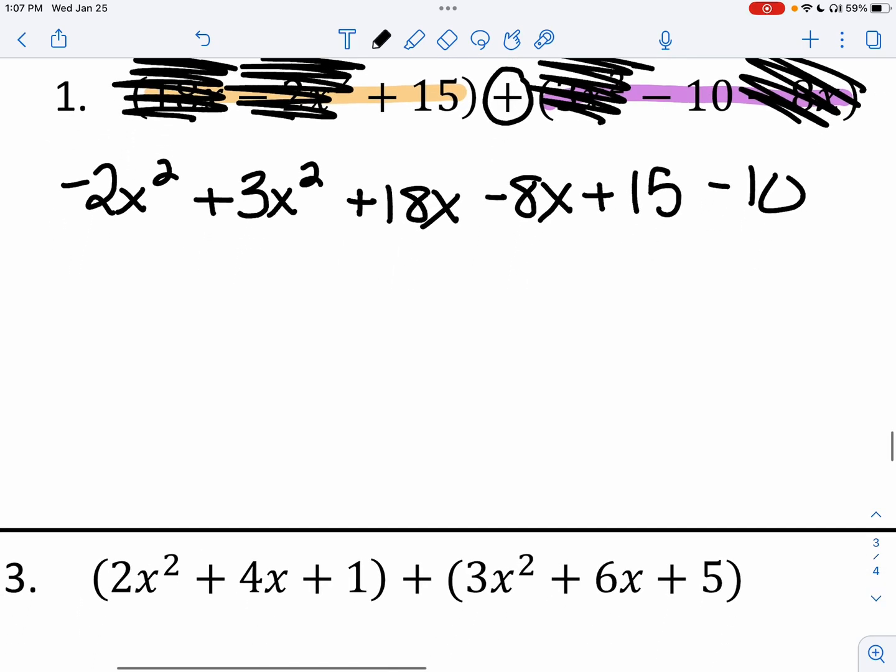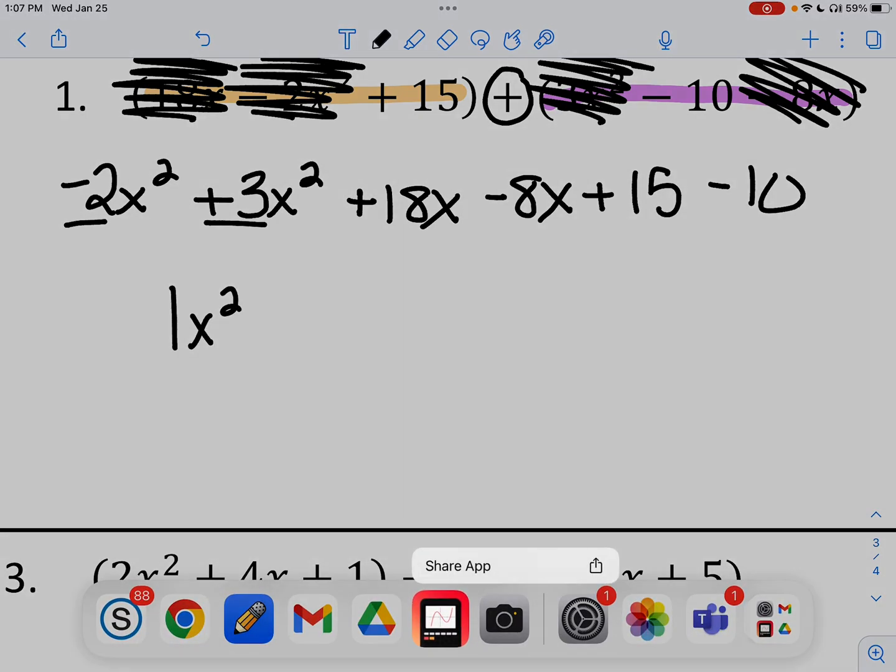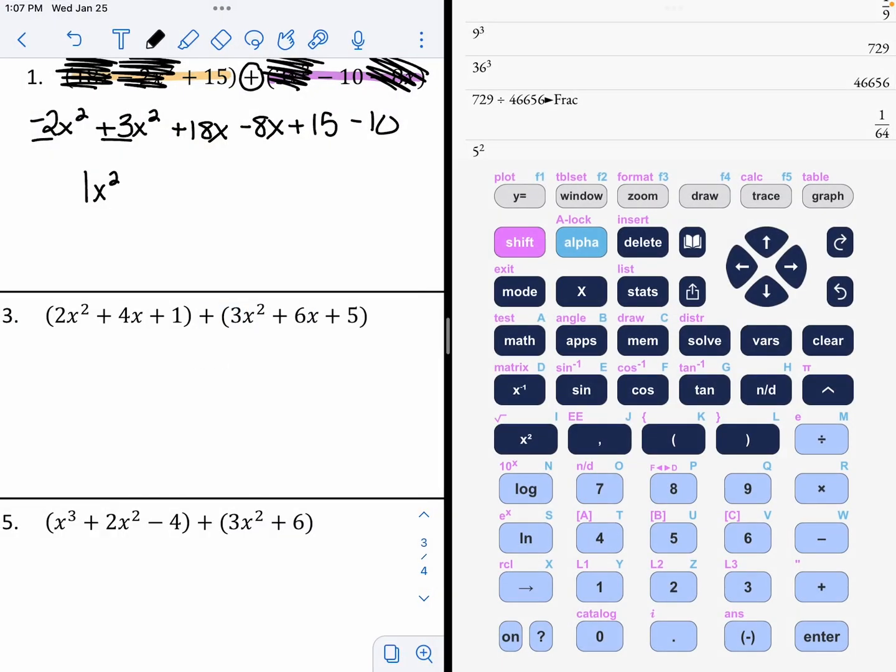Now we will combine our like terms. Negative 2 plus 3 is positive 1 with an x squared. And I was going to grab my calculator before I started, but there it is. So I would do negative 2 plus 3, and that's how I got, try again, Amy. Negative 2 plus 3, that's how I got a positive 1.